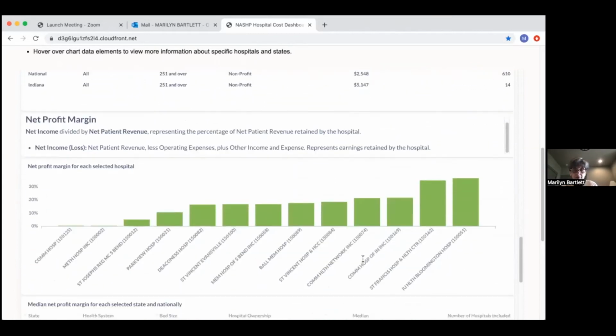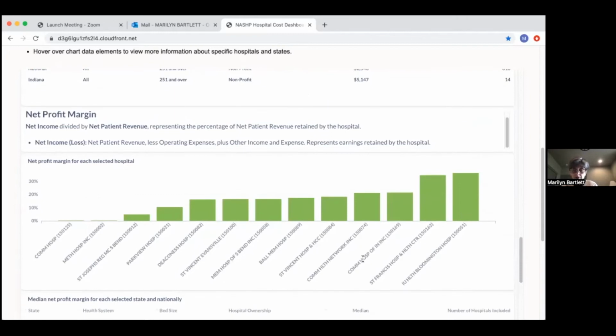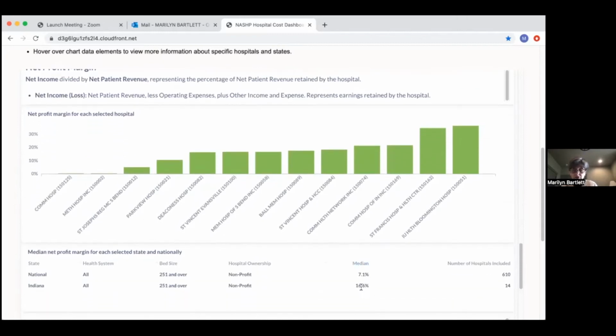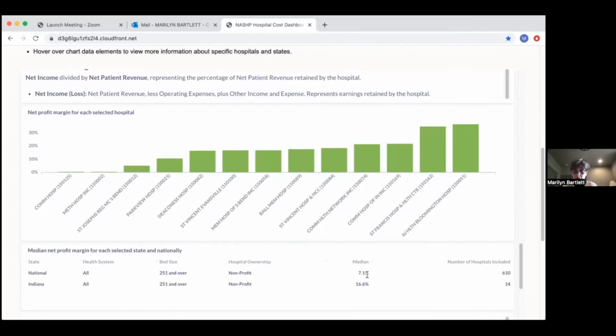Down to net profit margin. Again, this is the bottom line as reported by the hospital. You see that the metric which we saw before when we were looking at Indiana for this size of hospital is 16.6% as the median, whereas the national for hospitals of that bed size is 7.1.